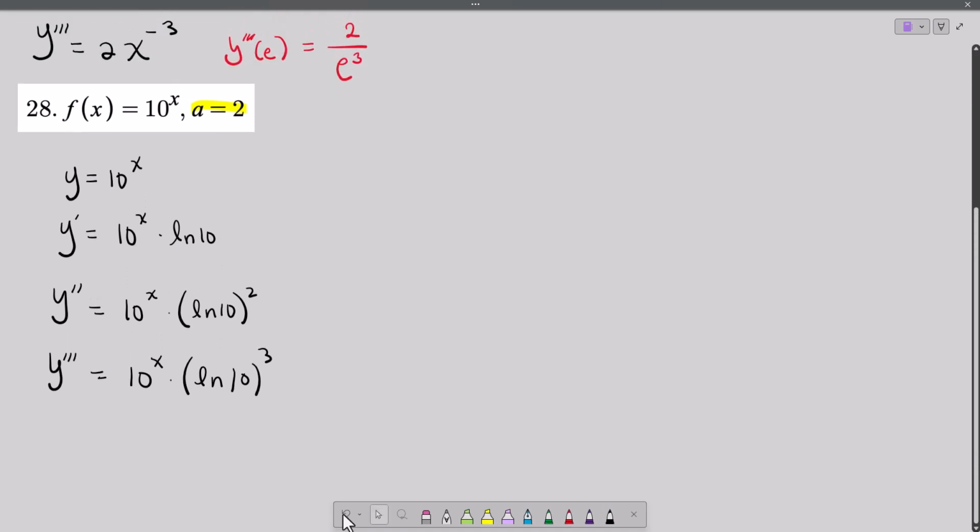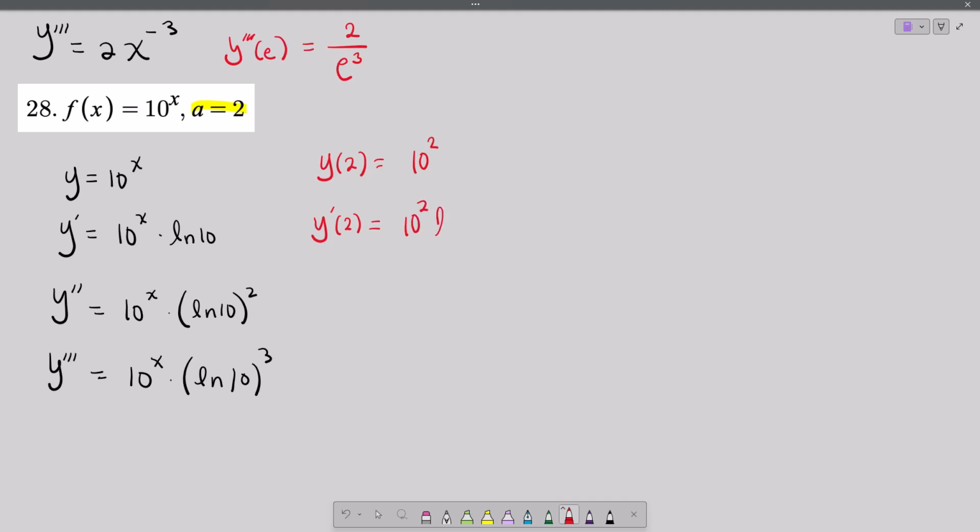All right, so those are the derivatives. And now we evaluate them at the center. So y of 2 is 10 squared. y prime of 2 is 10 squared times natural log of 10. And same all the way down. And now we can build our Taylor series.